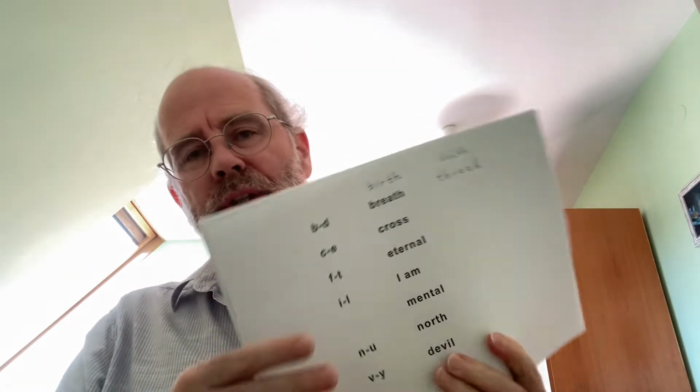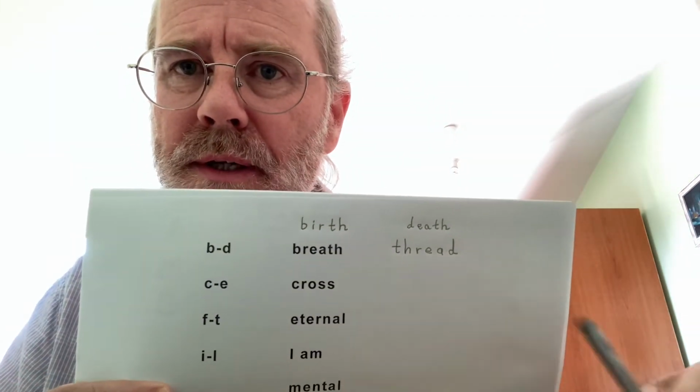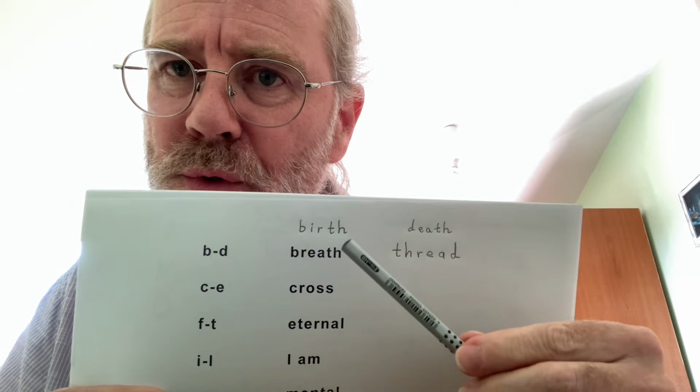Breath, if we use the front vowels that I talked about in a previous video, A, E, I, and so take out the A and the E and replace them with I, gives birth. Thread, meanwhile, if we take out the R, gives death. So I would suggest that you see how breath is similar to birth.